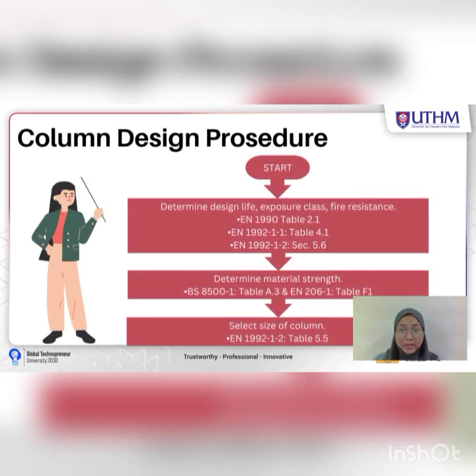The slenderness ratio is the ratio of a column's length to its cross-section's minimum radius of gyration. To design the column, first we determine the design life, exposure class and fire resistance based on Eurocode 1990 table 2.1, Eurocode 1992-1-1 table 4.1, and Eurocode 1992-1-2 section 5.6. After that, we determine the material strength by following British Standard BS 5001 table A.3 and Eurocode 206-1 table F1. And then we select the size of column based on Eurocode 1992-1-2 table 5.5.